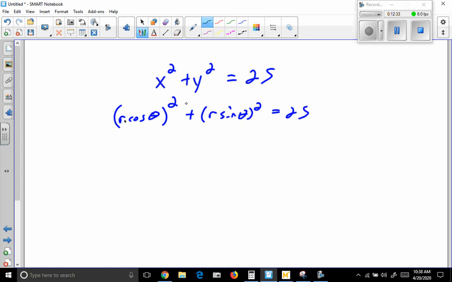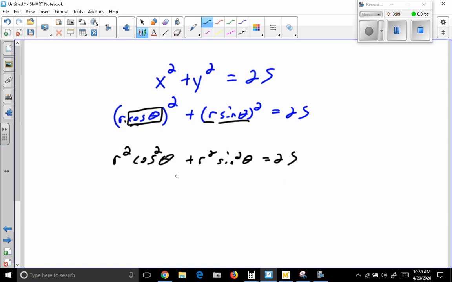Remember, when we have a product, we square each of those. So we square r and we square cosine. Now we're not squaring theta, because theta is the input to the function we call cosine. So we're squaring the r and we're squaring cosine theta, which we call cosine squared. Same thing here: we square r and we square sine theta. We can either write that as sine theta, all of that squared, or just write it as sine squared theta.